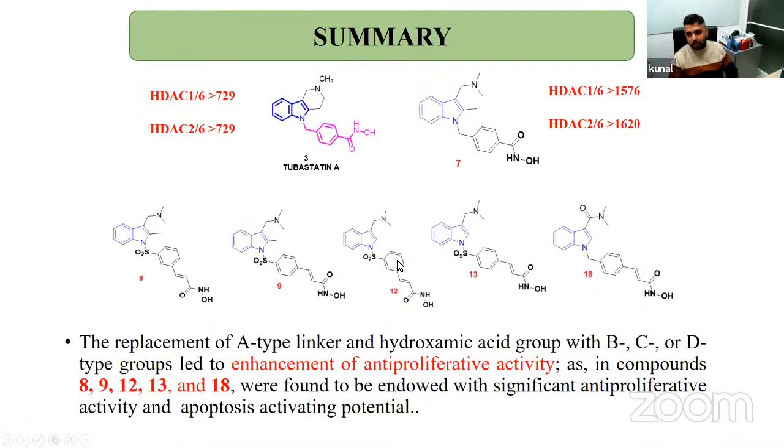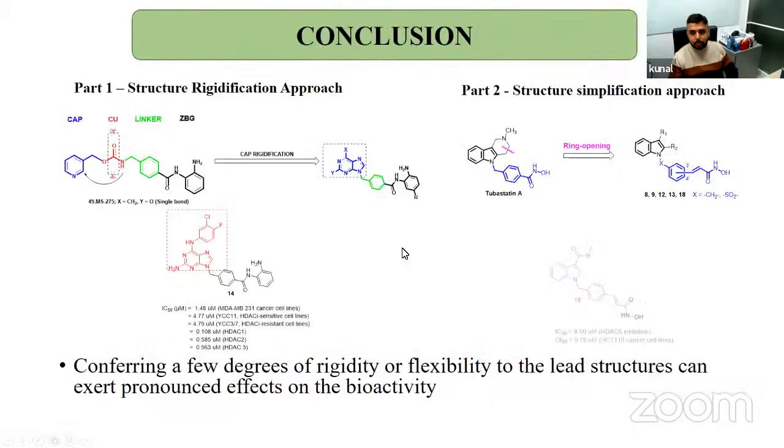So this is a summary. Let me just summarize so that you can recall things. We embarked on two chemistry endeavors. In one endeavor, we made sure that the structure is rigidified. In another endeavor, we made sure that the structure is made flexible. Two contrasting methodologies, two contrasting strategies. But the result was overlapping. Overlapping means both strategies let us identify compounds which were far more accomplished inhibitors than the lead compound.